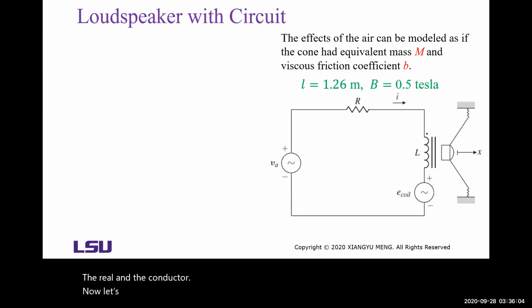Now let's still look at the example of loudspeakers, this time with the circuit. In the last example, we know by the law of motor, when the current is being fed into the conductor, and the conductor is placed in a magnetic field, then the force will be generated. In this case, the motion is to the right, and let's assume the current is downward.